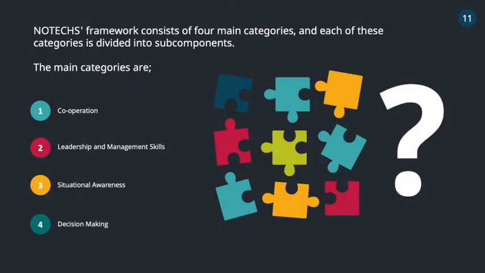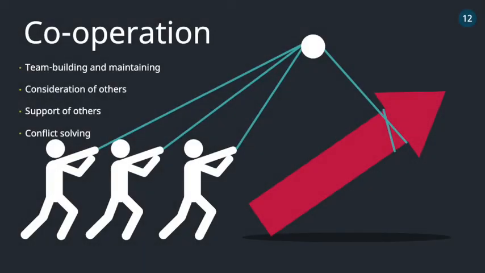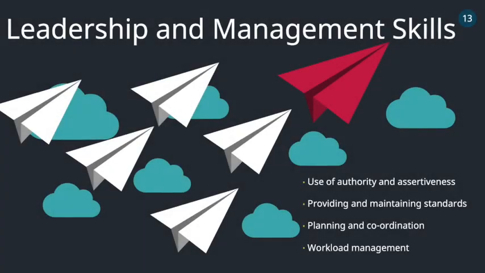The NOTECHS framework consists of 4 main categories, and each of these categories is divided into subcomponents. The main categories are cooperation, leadership and management skills, situational awareness, and decision-making. Cooperation has 4 subtitles. These are team building and maintaining, consideration of others, support of others, and conflict solving. Also, leadership and management skills has 4 subheads. These ones: use of authority and assertiveness, providing and maintaining standards, planning and coordination, and workload management.